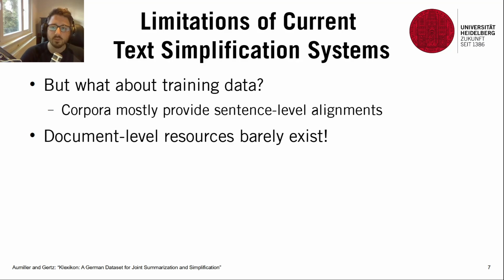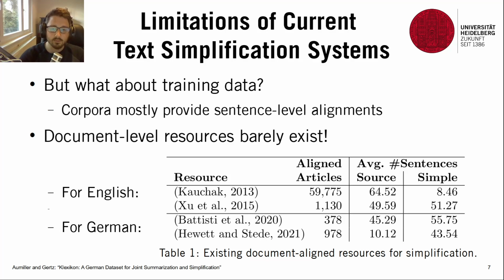However, document level resources are barely existent, and when we look at English and German, two languages that are important for this work, we find that there are overall only 4 noteworthy document level resources. To give you a brief idea, we're talking about the number of aligned articles, which we can see is very unevenly distributed, as well as the average number of sentences in the source article, so the normally written text, and the simplified version of it.